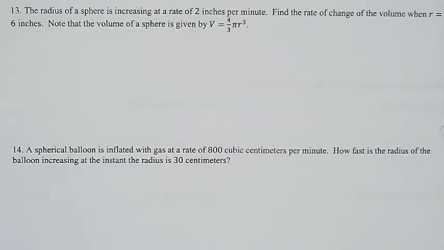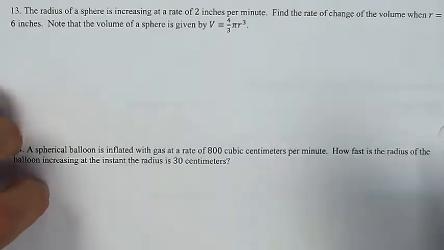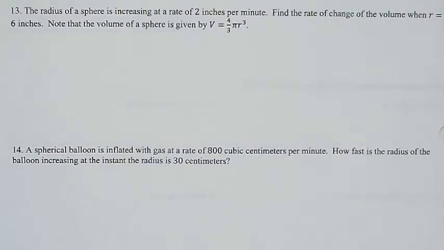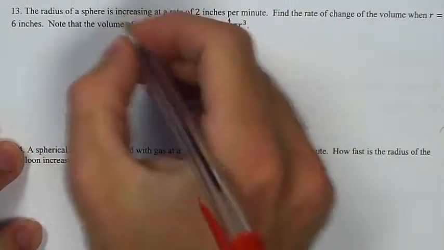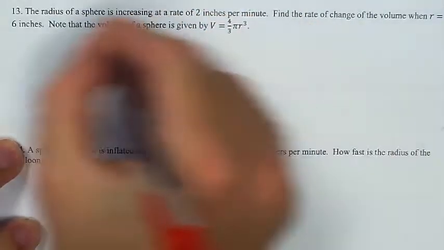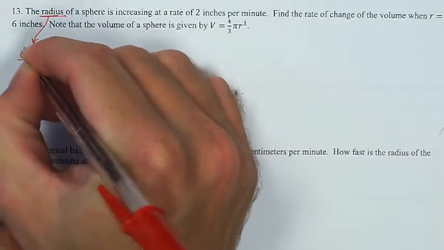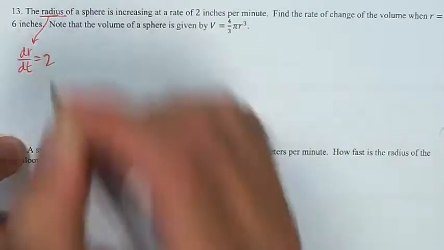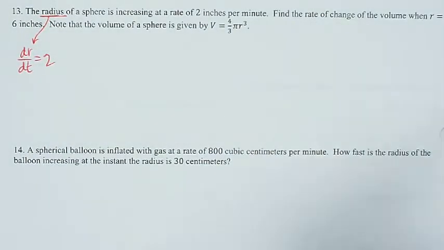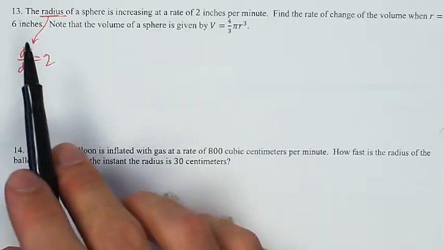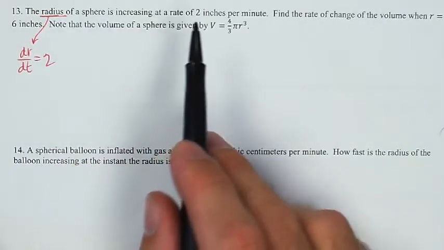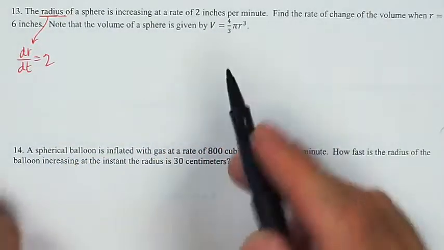So the radius of a sphere is increasing at a rate of 2 inches per minute. I'll use some color this time. So radius increasing 2 per minute is giving me dr/dt equals positive 2. Find the rate of change of the volume at r equals 6 inches. Note that the volume of a sphere is given by V equals 4/3 pi r to the third.